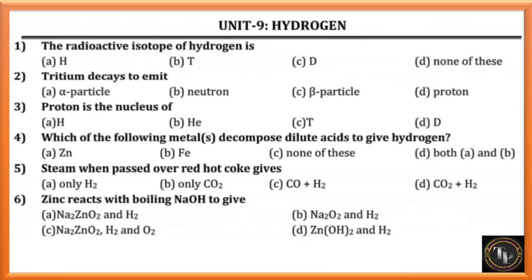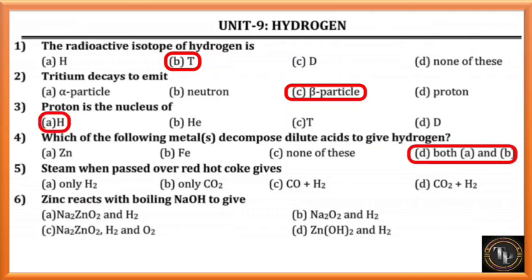Yes, next chapter, hydrogen. The radioactive isotope of hydrogen is tritium. Remember, tritium decays to give beta particles. Proton is the nucleus of H. Which of the following metals decomposes dilute acid to give hydrogen? Both iron and zinc. Steam when passed over red hot coke gives CO plus H2, and the mixture of CO plus H2 is called water gas, synthesis gas. Remember, very important. Zinc reacts with boiling NaOH to give sodium zincate, Na2ZnO2, with H2 liberation.